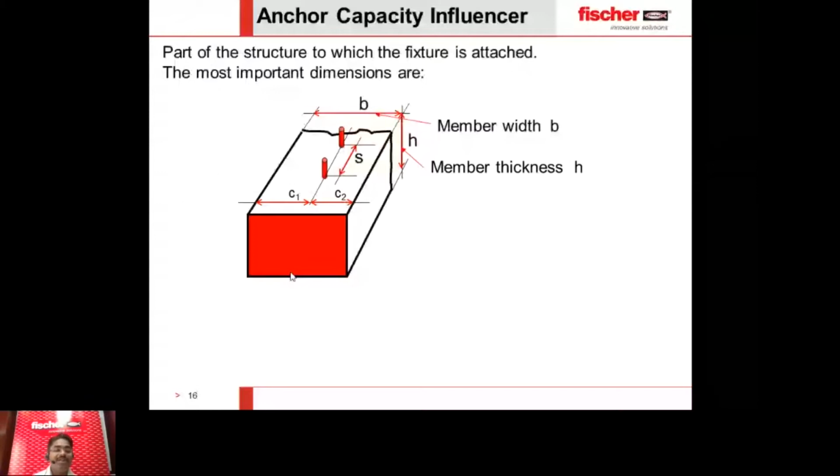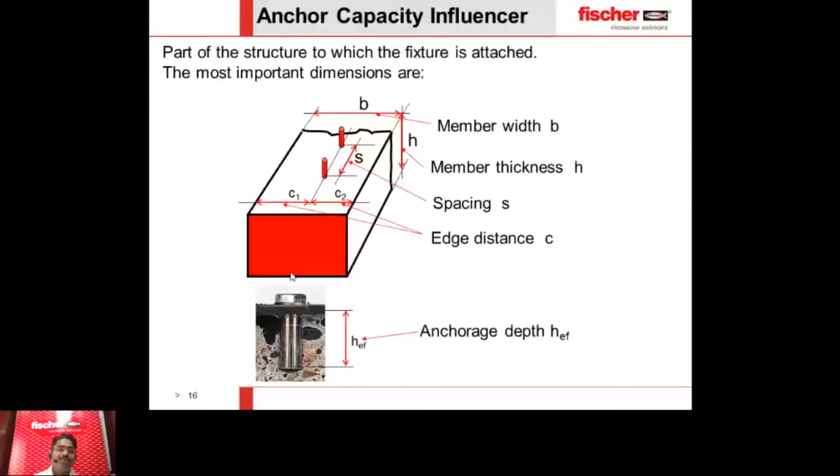If the edge distance is very small and you have a shear load, there is a chance of edge failure. And anchorage depth also plays a vital role in terms of edge failure, pry-out failure, concrete cone failure, all of this.